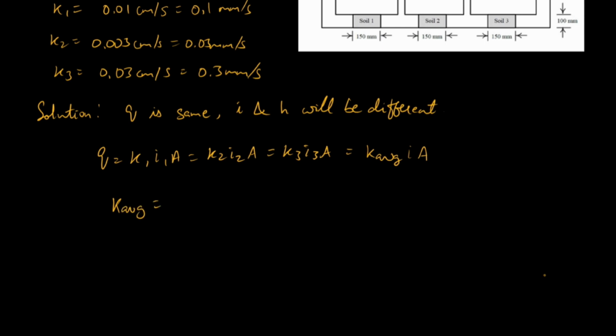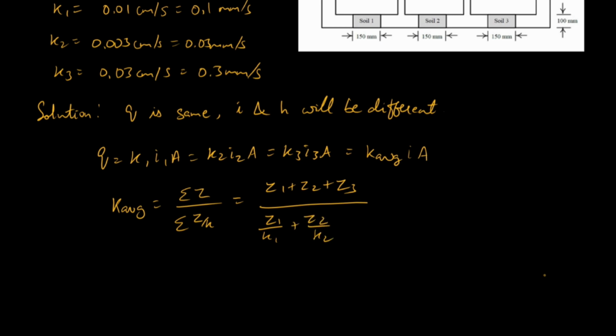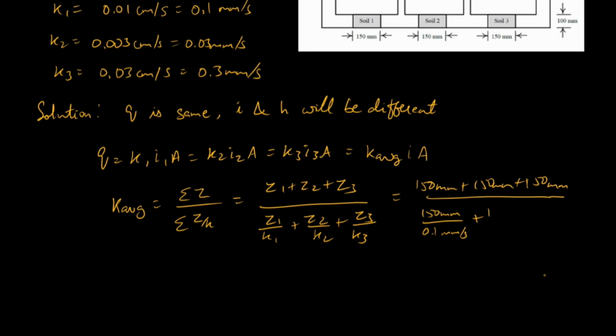So we'll find out the K average value, which is sigma Z by K, that is, Z1 plus Z2 plus Z3 divided by Z1 by K1 plus Z2 by K2 plus Z3 by K3, which is 150 mm plus 150 mm plus 150 mm divided by 150 mm divided by 0.1 mm per second plus 150 mm divided by 0.03 mm per second plus 150 mm divided by 0.03 mm per second.